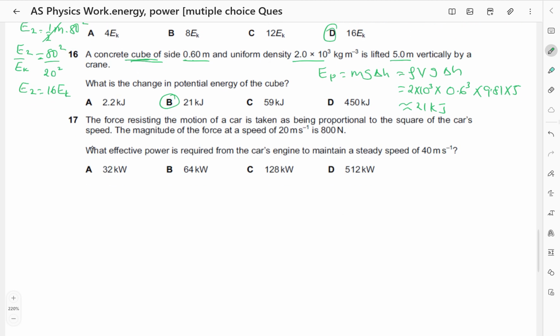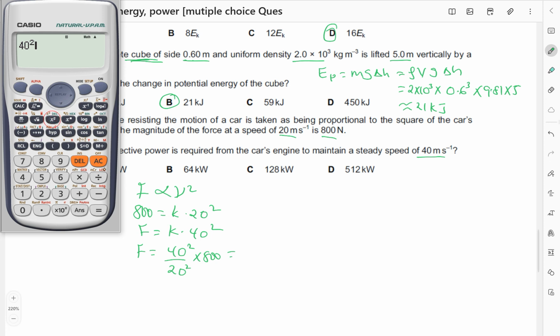The force resisting the motion of a car is taken as being proportional to the square of the car's speed. So force is directly proportional to V squared. The magnitude of the force at a speed of 20 is 800. So I'll say 800 is equal to a constant times the speed of 20 squared. What effective power is required from the car's engine to maintain a steady speed of 40? So let's first find the force, which corresponds to 40. So F is equal to K times 40 squared. So what is F? We just divide the two equations. So we get 40 squared divided by 20 squared times 800.